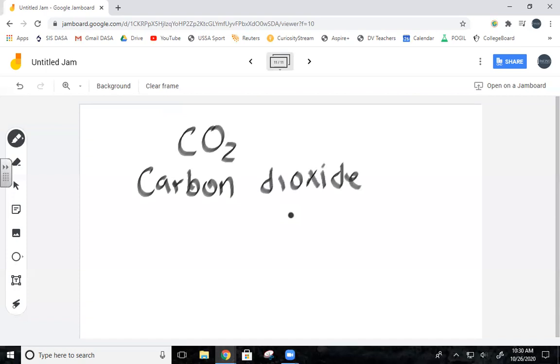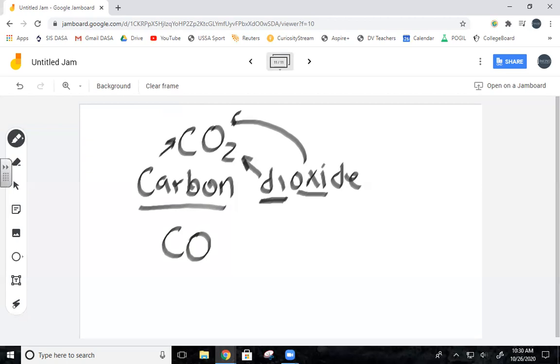CO2, carbon, right? Carbon dioxide. Oh, I get it. Oxygen. I do, I promise I do. Okay, what about this one? Does anyone recognize this molecule? Carbon what? Carbon dioxide. Carbon monoxide. You are so close.